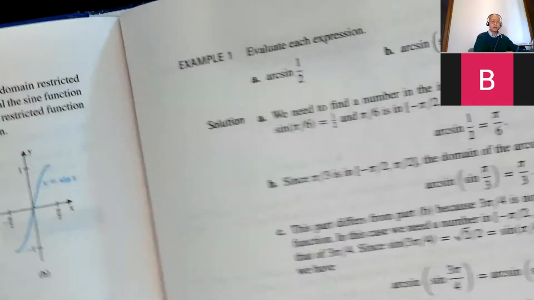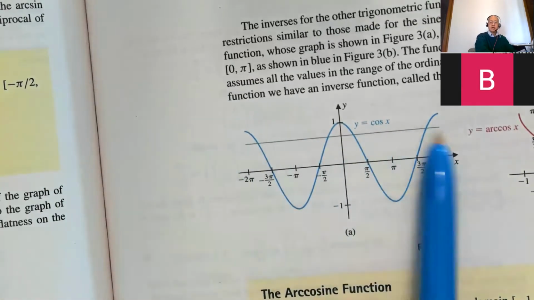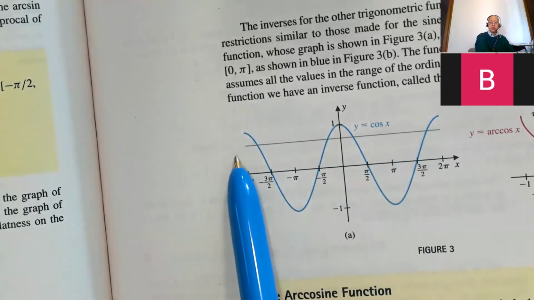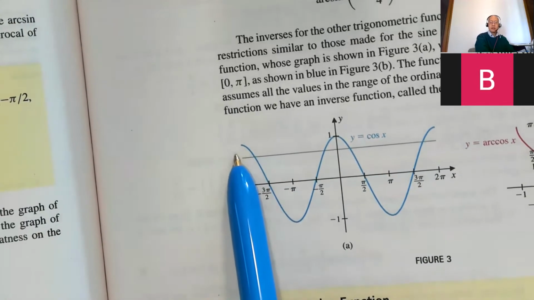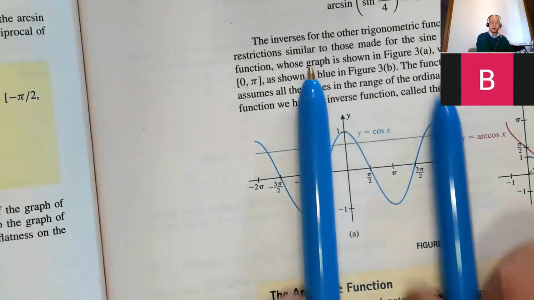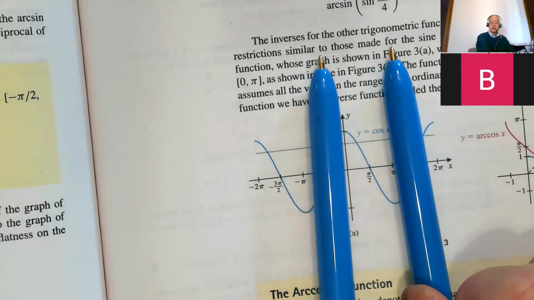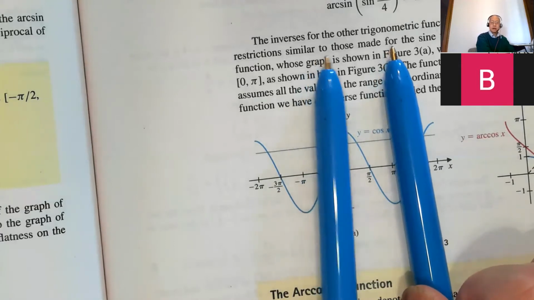All right, arc cosine, page 253. Now, cosine, once again, is not one-to-one. But if I restrict the domain, it is one-to-one. So I get the whole graph if I only look between here and here, between 0 and pi.